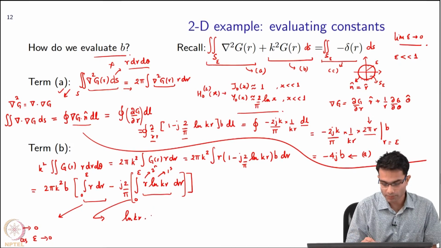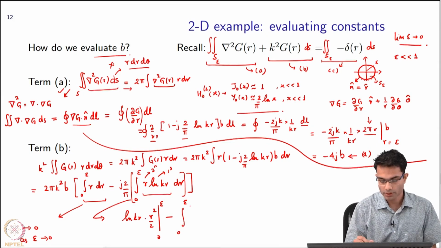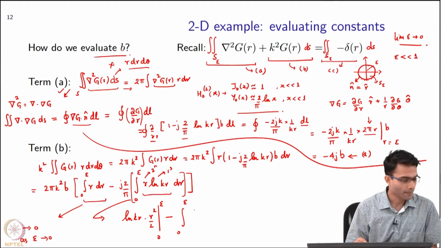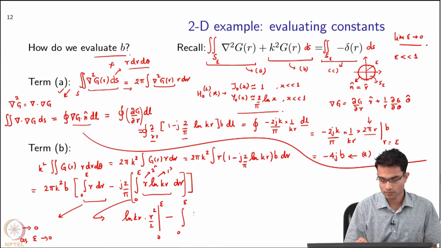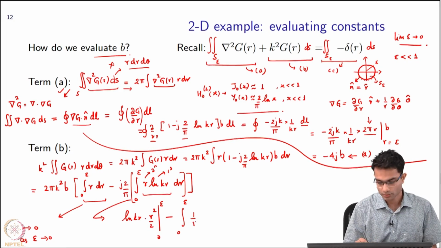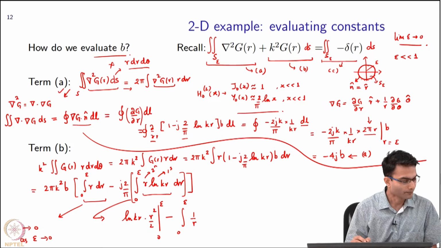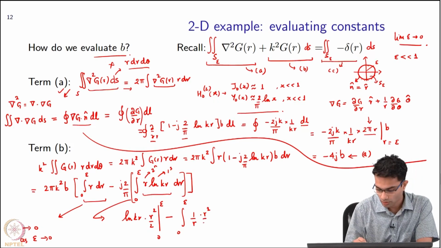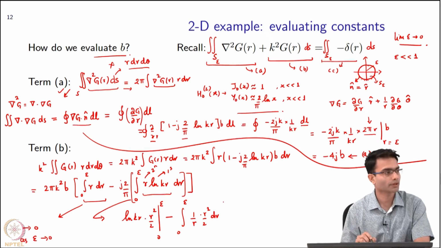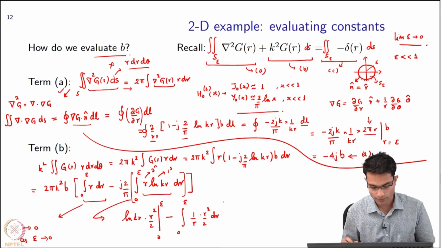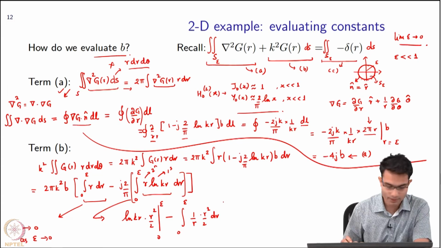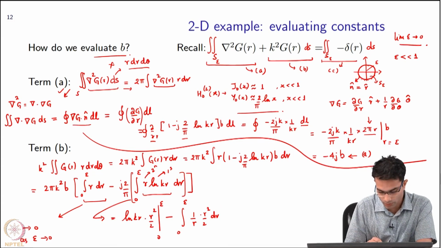So, log kr multiplied by the integral of the second function, which is r squared by 2, evaluated between 0 and epsilon, minus the integral from 0 to epsilon of the derivative of the first function, which is going to give me 1 by r, the k will cancel, multiplied by r squared by 2 dr.